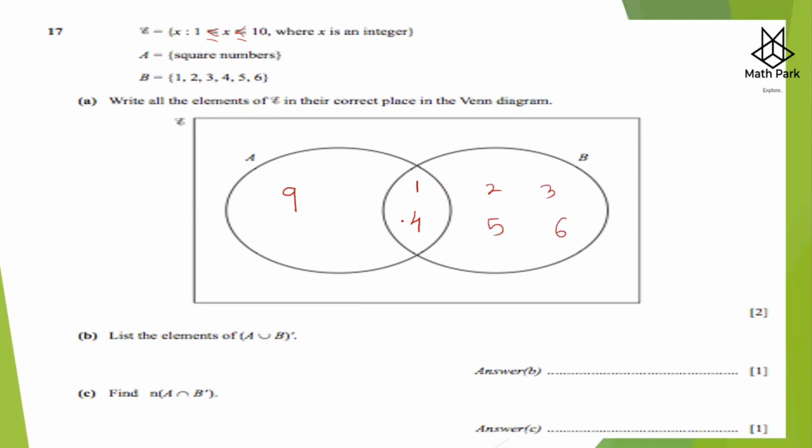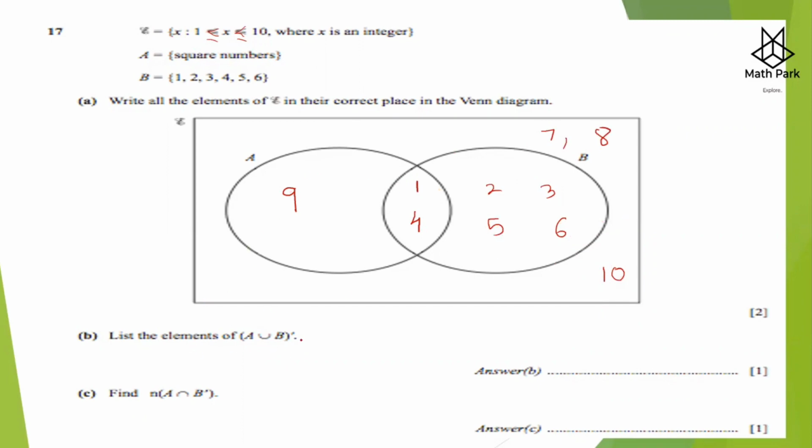We have done. And then the remaining. So 10 is also included. So 10 we will write outside. X universal set is a set of all the integers lying from 1 to 10. So 10 and then 1, 2, 3, 4, 5, 6 is there in the set B. So what is not in A and B are 7, 8 and 10. These are the three elements which are not over here. So we have completed the Venn diagram.